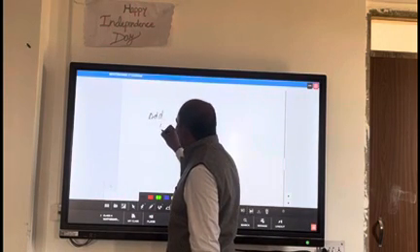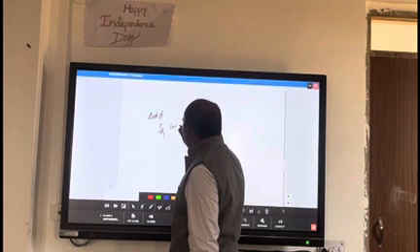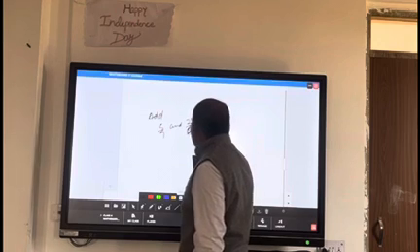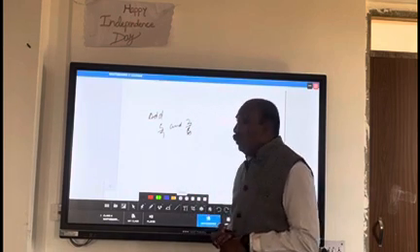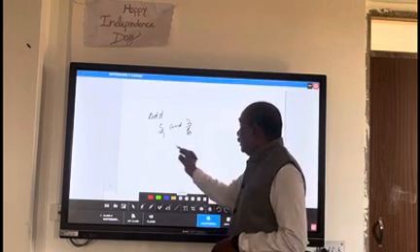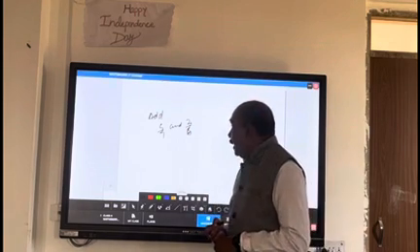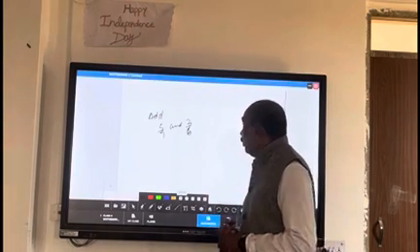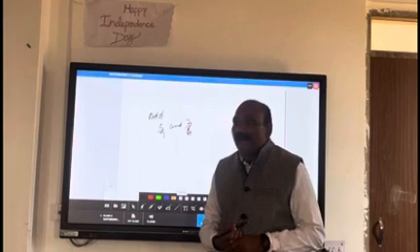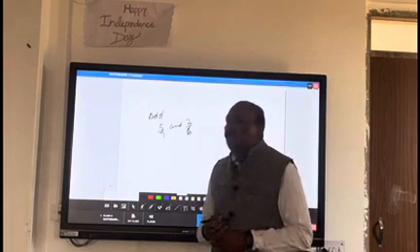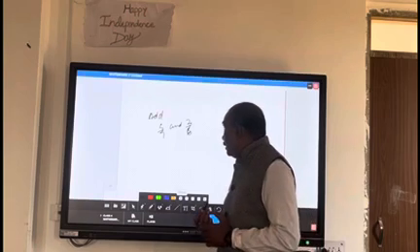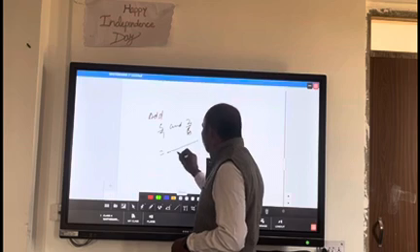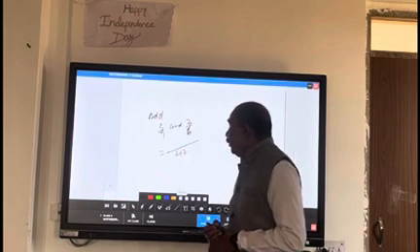Suppose you have to add 5 by 7 and 2 by 6. Okay? Now you see here, both have different denominators. Means they are unlike fractions. So before finding their sum, we have to first convert the denominators into the same. So let us first find the LCM. Its LCM will be 42.